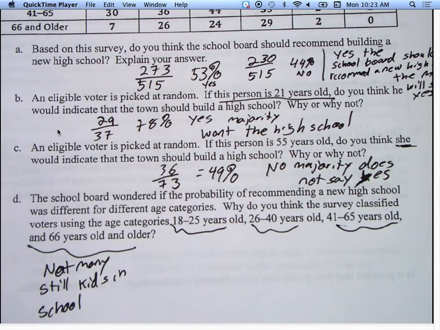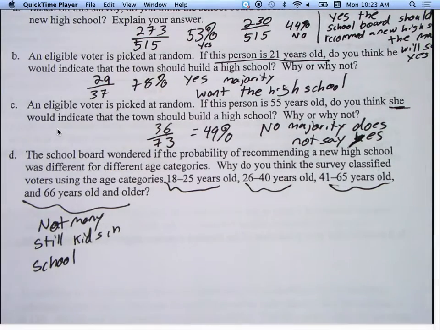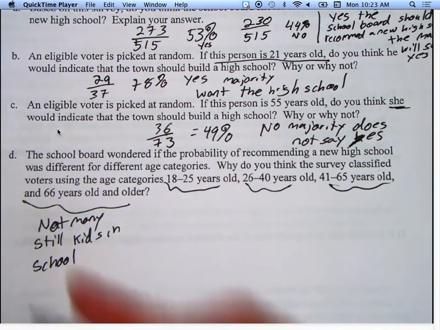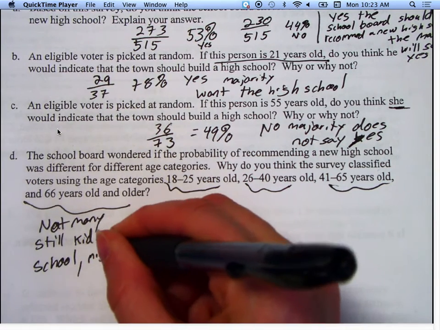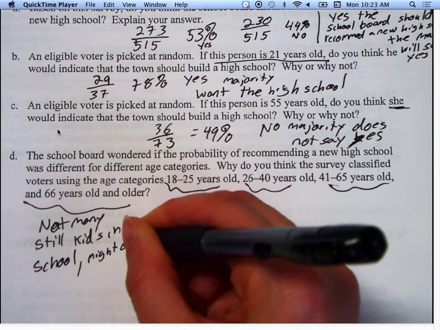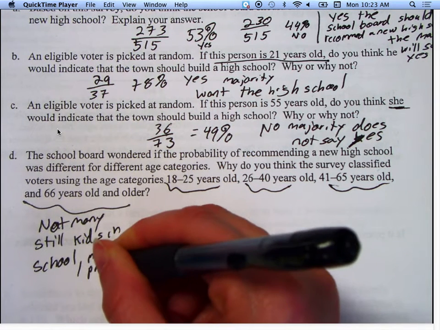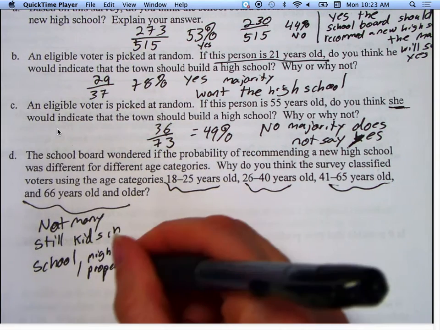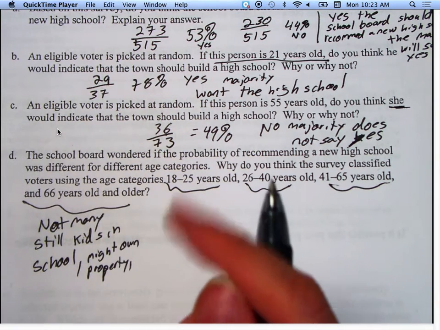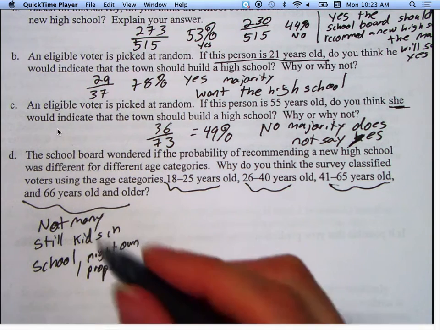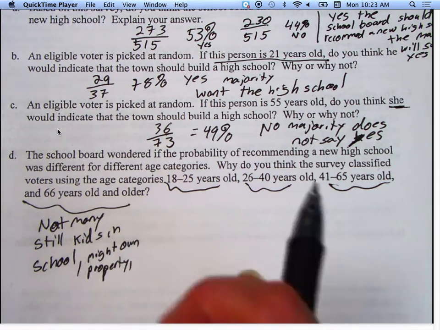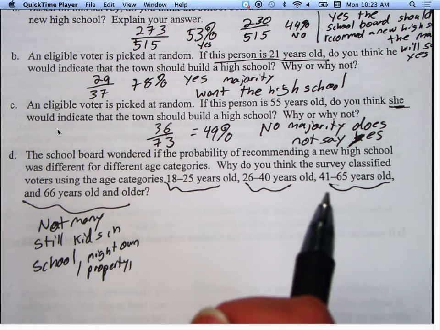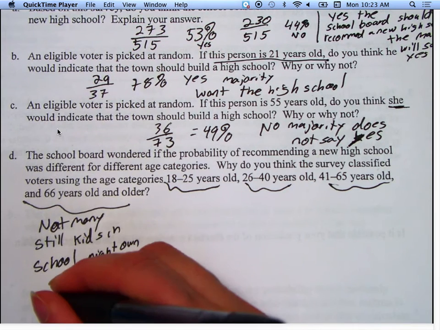What about, because this comes from taxes, right? So they might own property, because that's how you pay taxes. What is the other way you pay taxes? Income tax. So what about 66 and older? Do you think lots are retired?